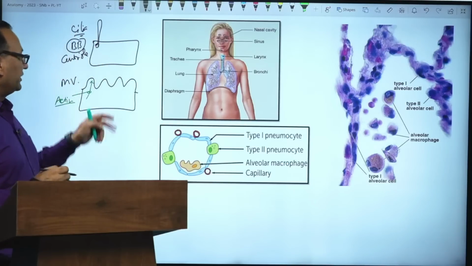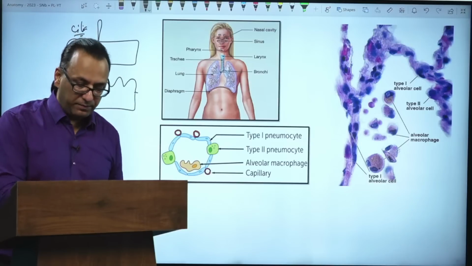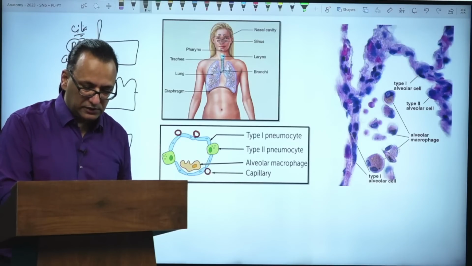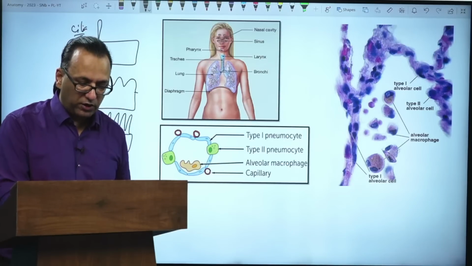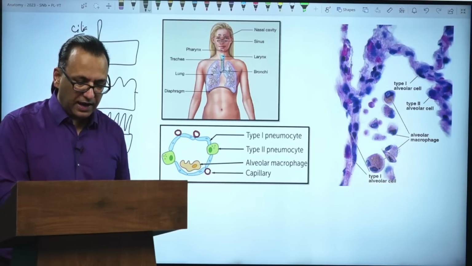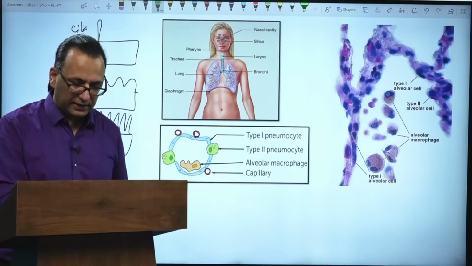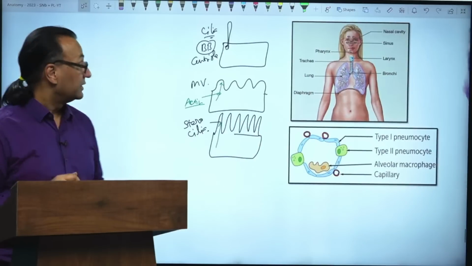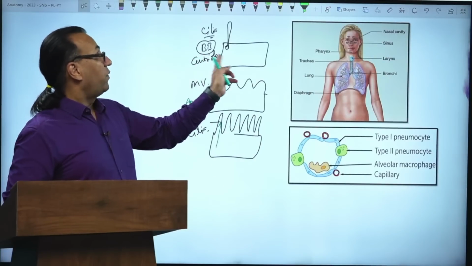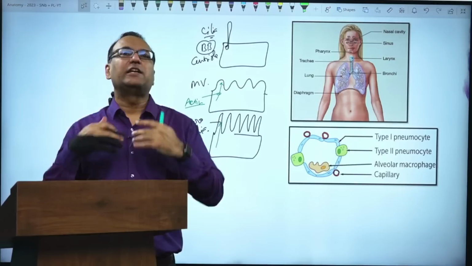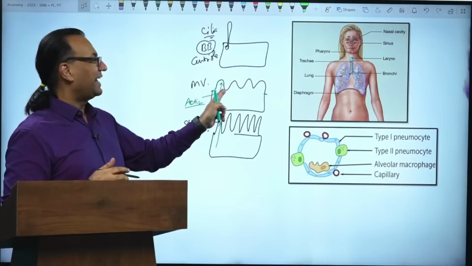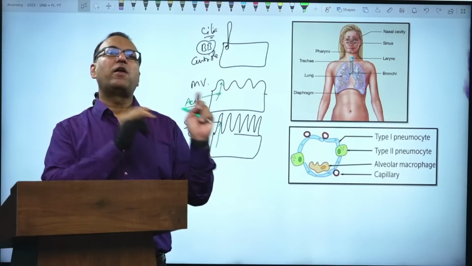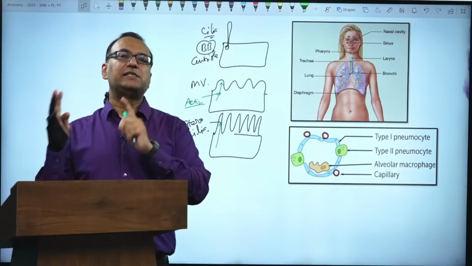So, what about the epididymis? Epididymis is nothing but it is just, you can say long microvilli. Long microvilli, this is stereocilia, and they will also have actin. So, where do you see cilia with basal body? Respiratory tract, uterine tube. And where do you see microvilli with actin filament? That is small intestine, PCT, DCT.